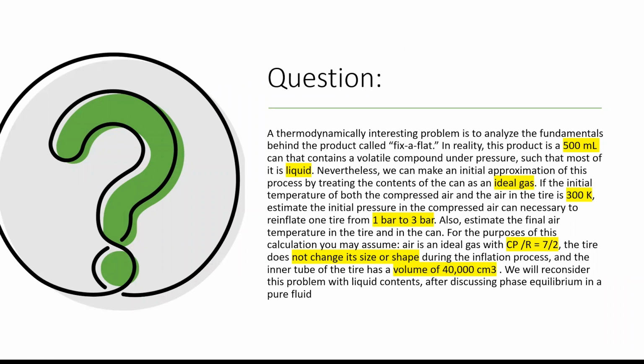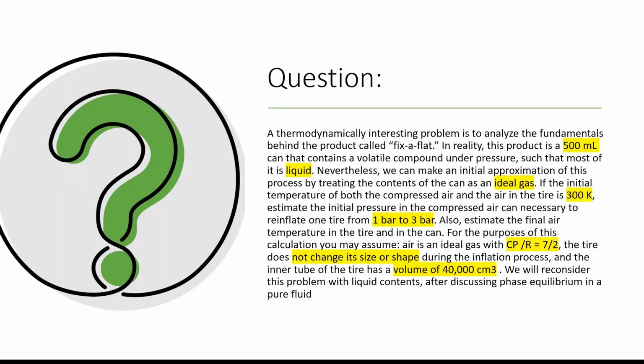So the question is, a thermodynamically interesting problem is to analyze the fundamentals behind the product called Fix-A-Flat. In reality, this product is a 500 milliliter can that contains a volatile compound under pressure, such that most of it is liquid. Nevertheless, we can make an initial approximation of this process by treating the contents of the can as an ideal gas. If the initial temperature of both the compressed air and the air in the tire is 300 Kelvin, estimate the initial pressure in the compressed air can necessary to reinflate one tire from 1 bar to 3 bar. Also, estimate the final air temperature in the tire and in the can.